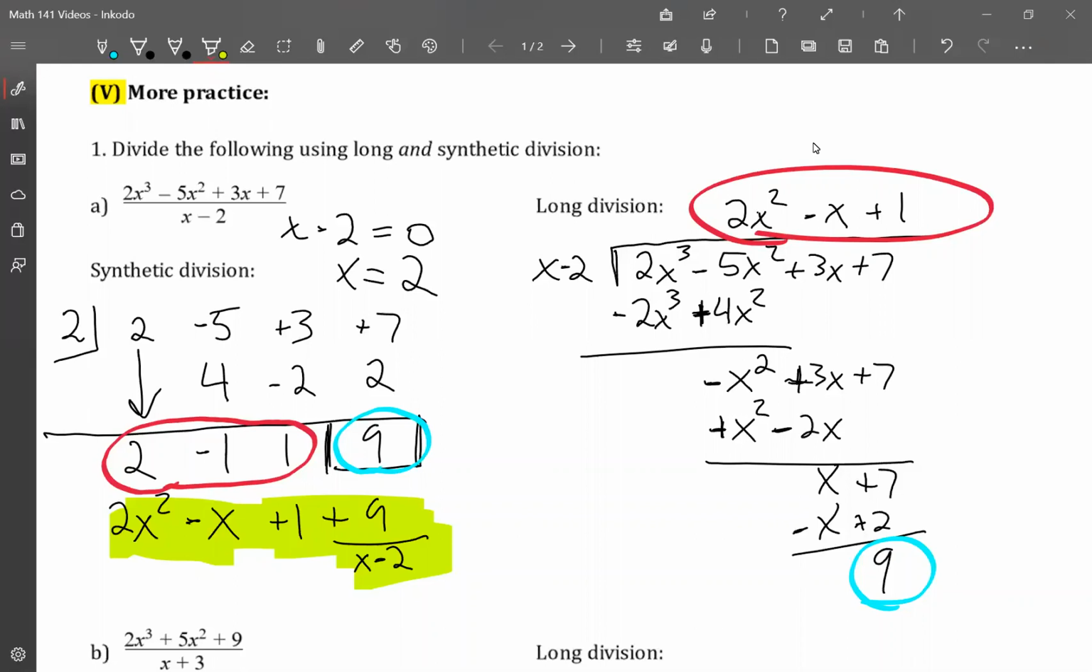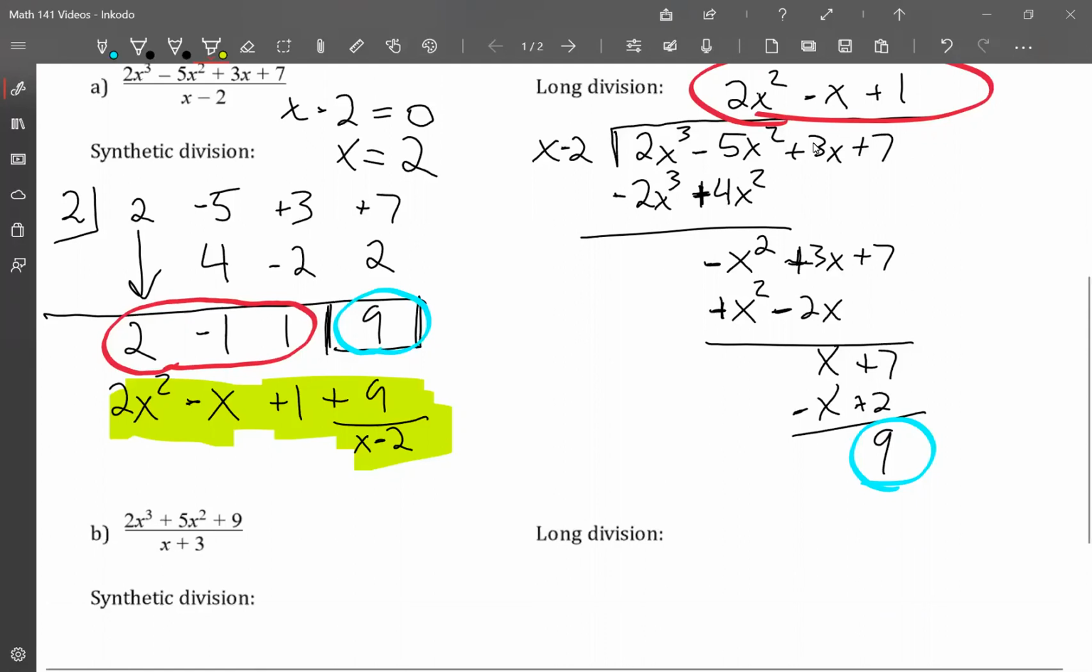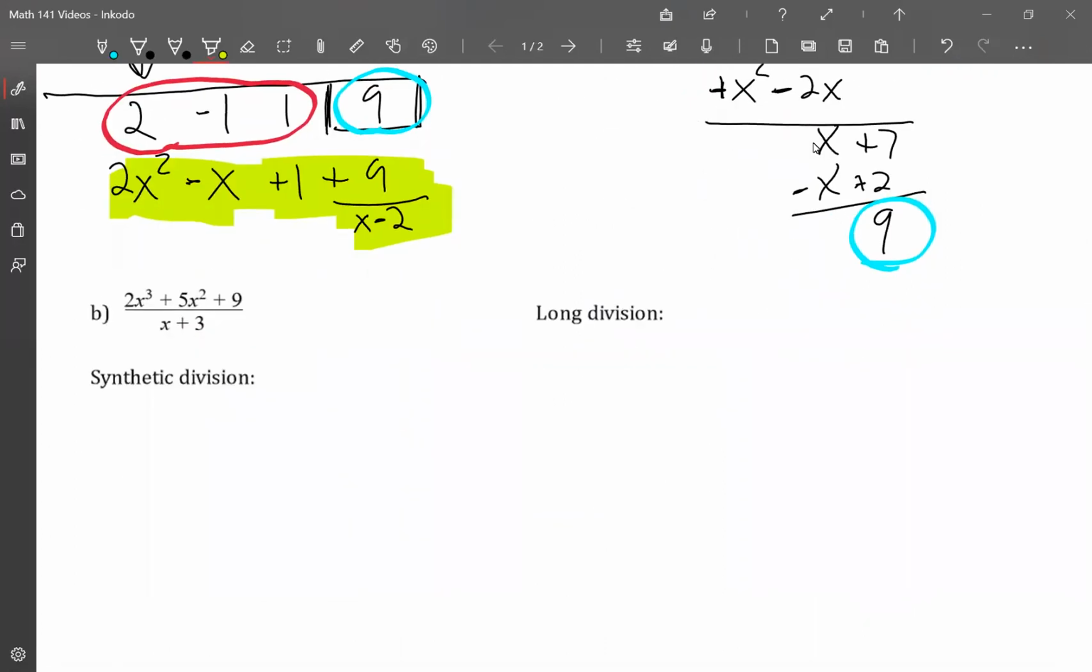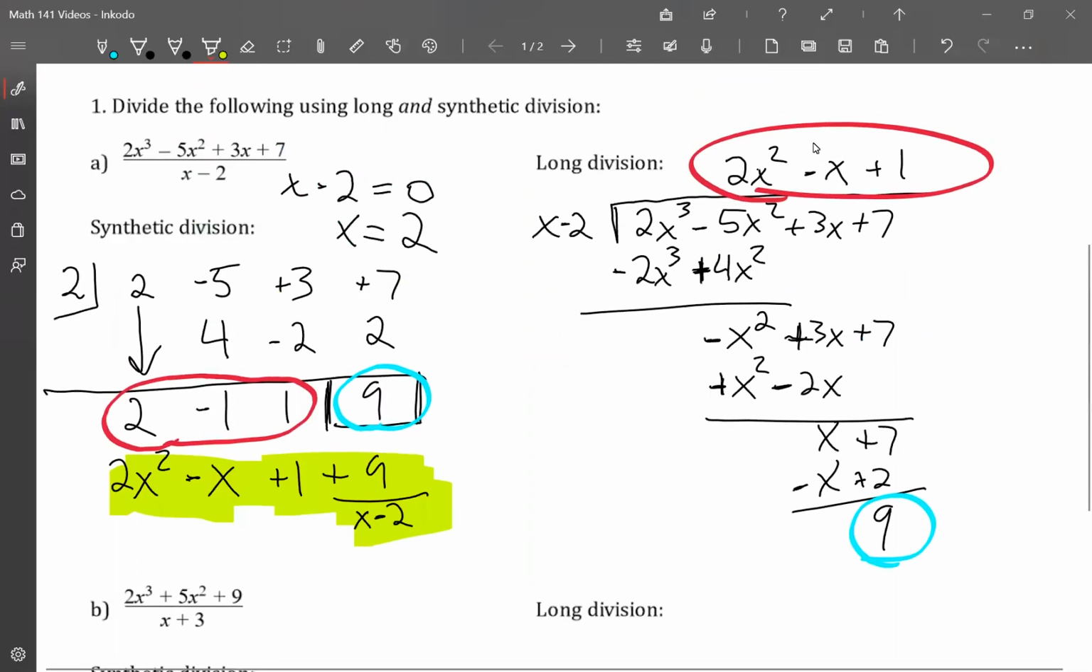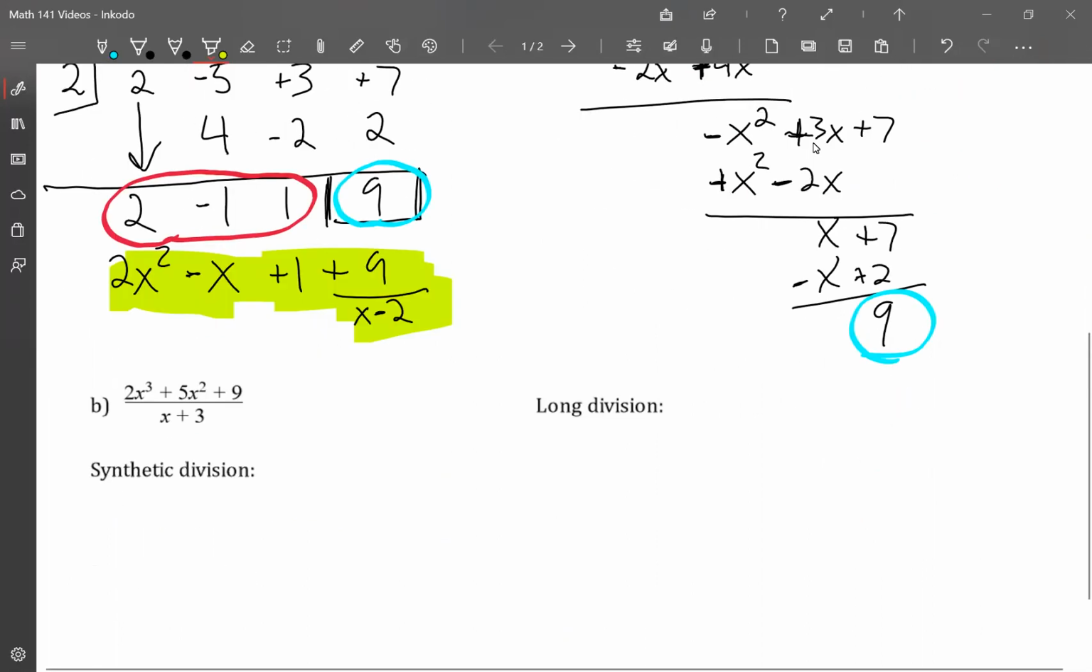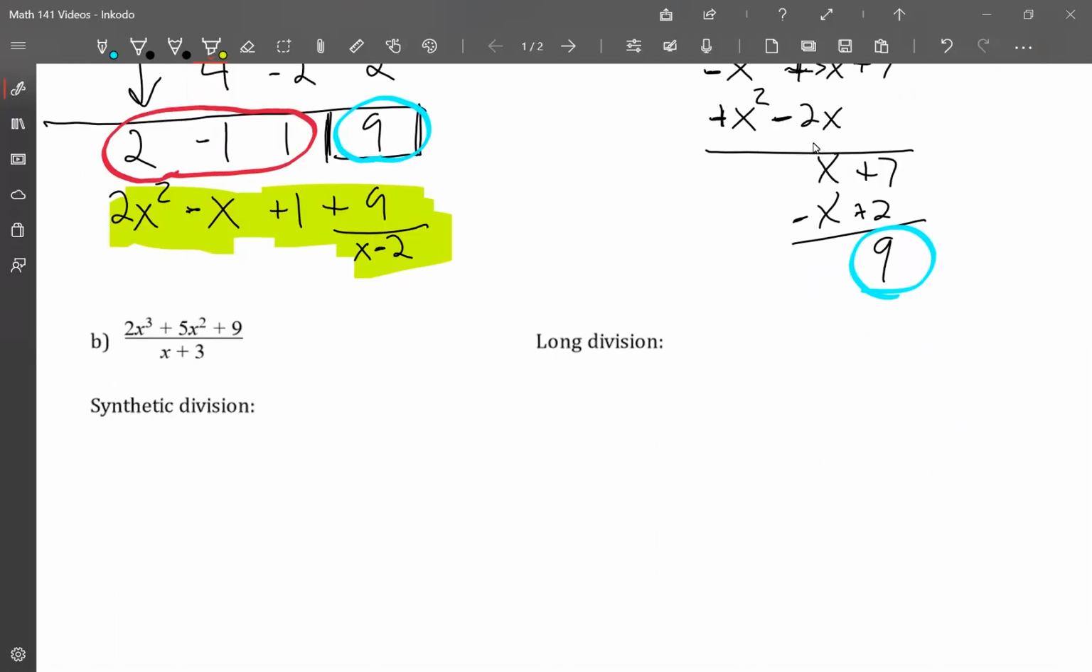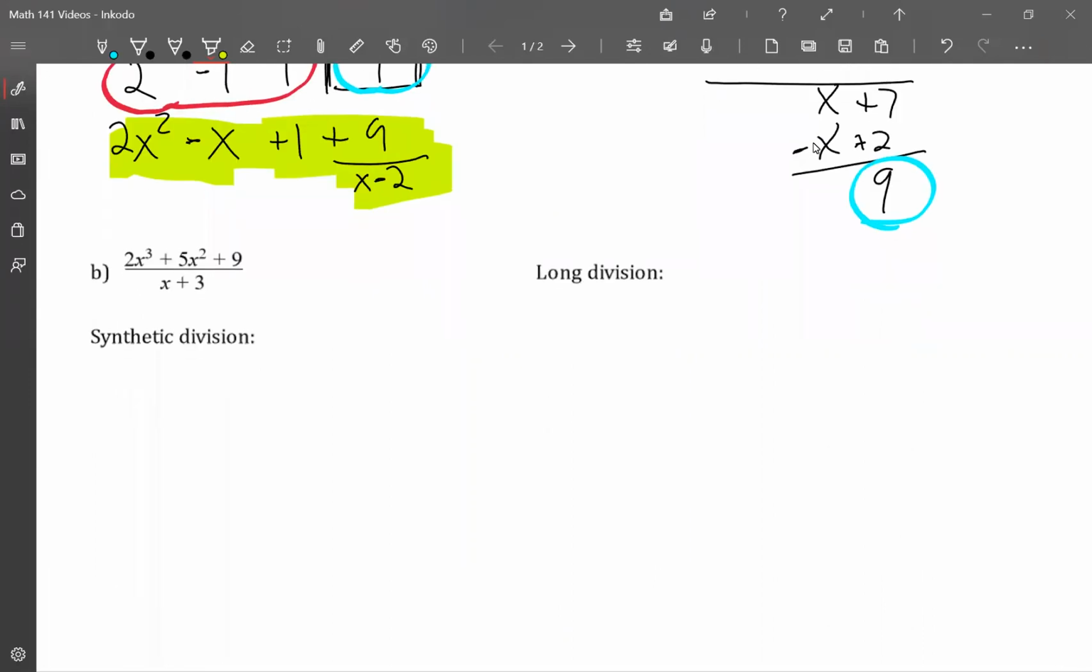So let's try another example. The next one, 2x cubed plus 5x squared plus 9. The key thing to notice here is that it's in standard form, but it's missing a term. Part A was in standard form, and it had a cube term, a squared term, a linear term, and a constant. This one has a cube term, a square term, no linear term, and a constant. That's something that we're going to have to deal with for the sake of synthetic and long division. We're going to have to put a placeholder there.